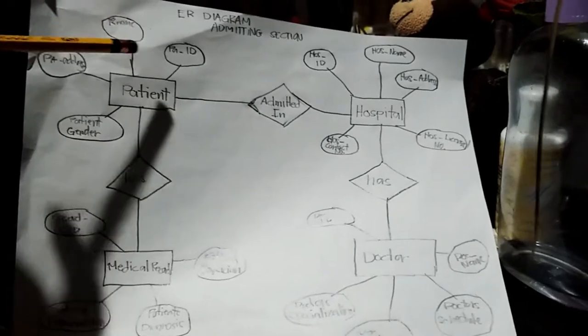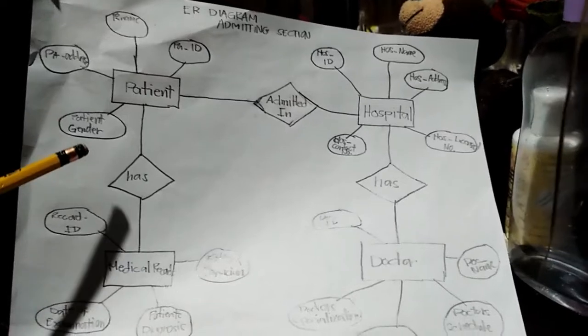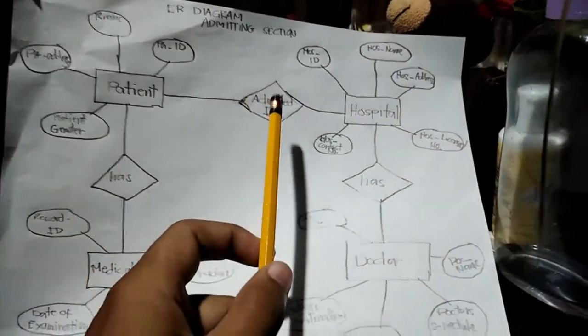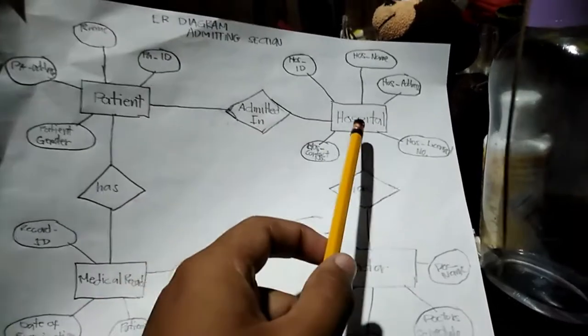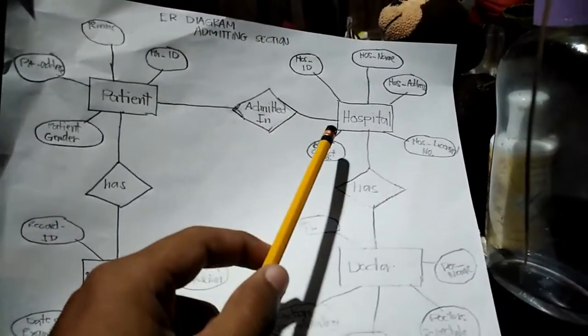So, the patient has attributes: the patient's ID, the patient's name, the patient's address, and the patient's gender. Patient has a relationship with the hospital. That's why we use admitted in.